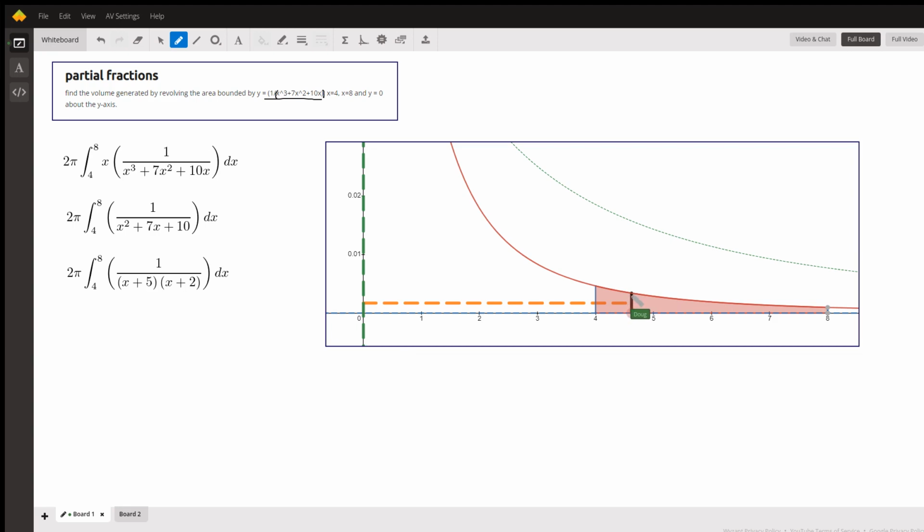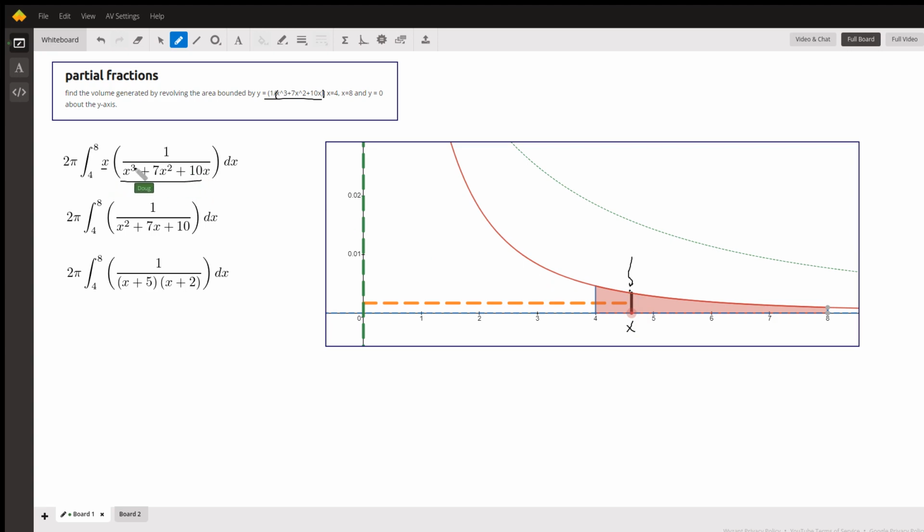Okay, and we're going to use the shell method, which means these shells are parallel to the axis of revolution. So this black segment right here represents a typical shell. To use the shell method, we need the average radius, which is the distance from the axis of revolution to the center of the shell, which in this case is just x, because we're choosing x's between 4 and 8, times the height of the shell, which is just f of x minus 0. So there's the x, that's the average radius, there's the height of the shell.